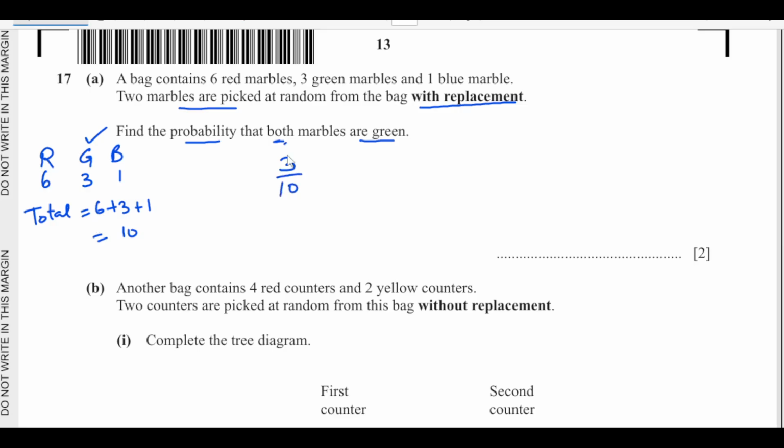That will be the first one, and times the second outcome, again with replacement. So once we got the marble out, it is put back there. So again this will remain 3 over 10. So this is 9 over 100.